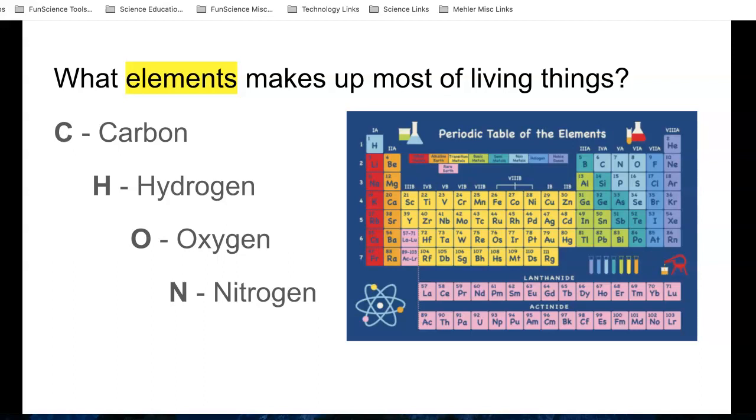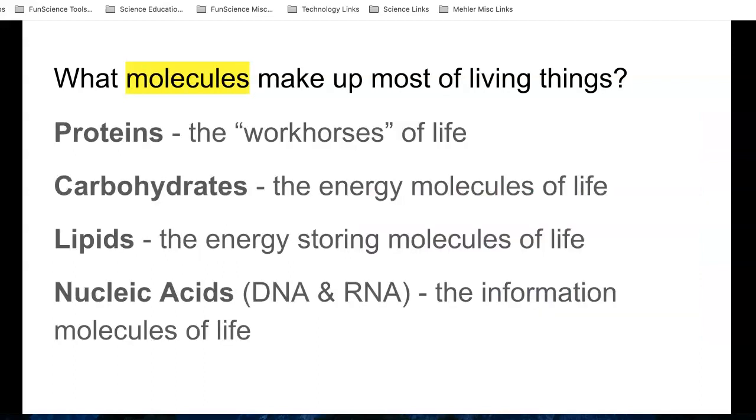For example, all life is made of primarily these four elements: carbon, hydrogen, oxygen, and nitrogen. Now, there are other elements that also take part in life, like calcium and sodium and potassium, but the main four elements, just remember CHON: carbon, hydrogen, oxygen, and nitrogen. Those four elements form the four main molecules that make up most living things.